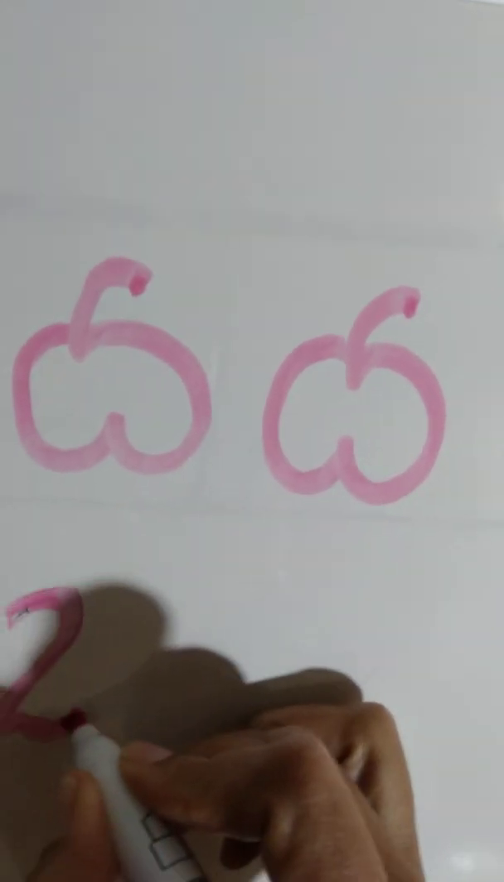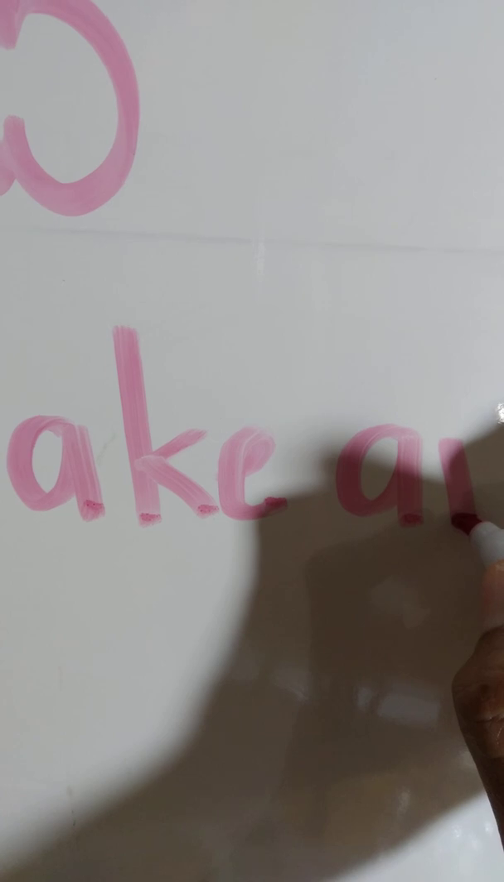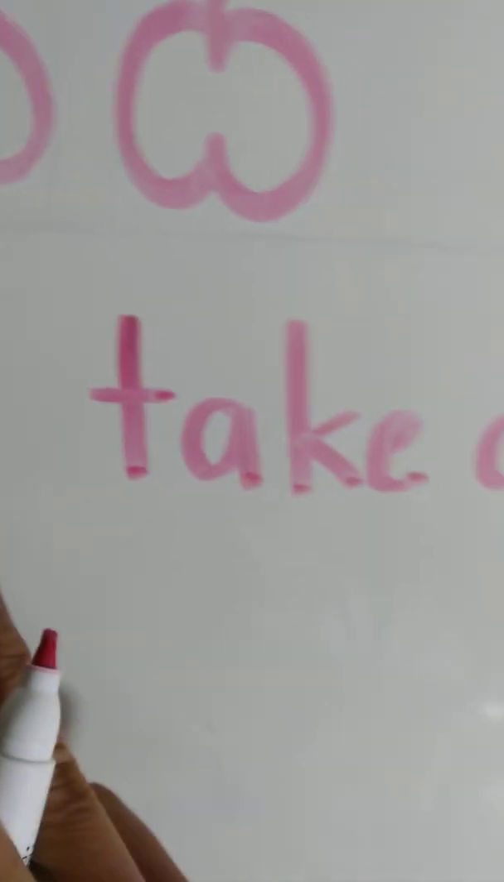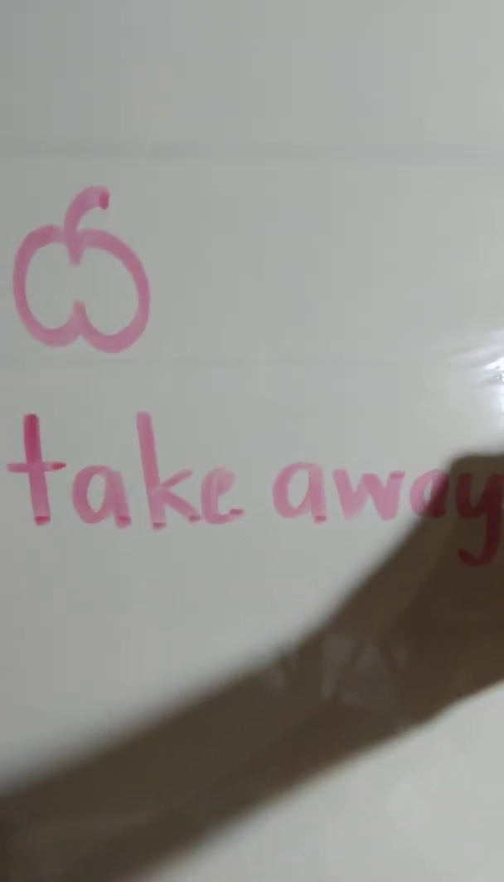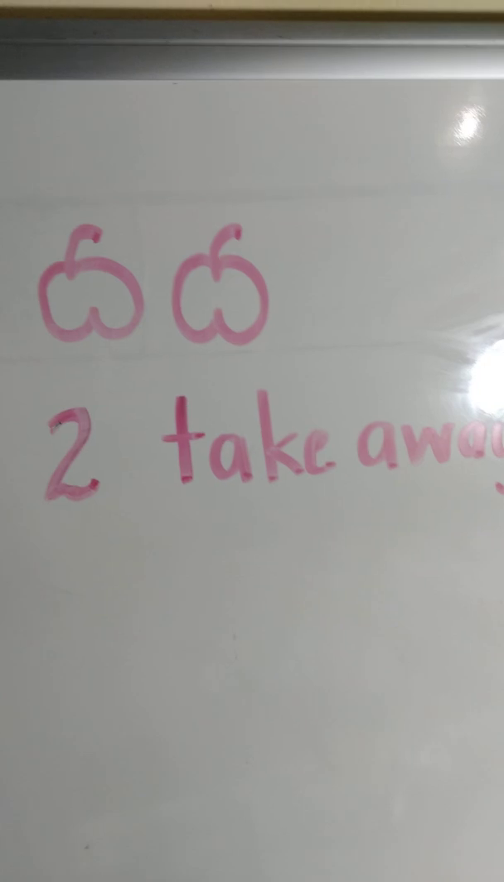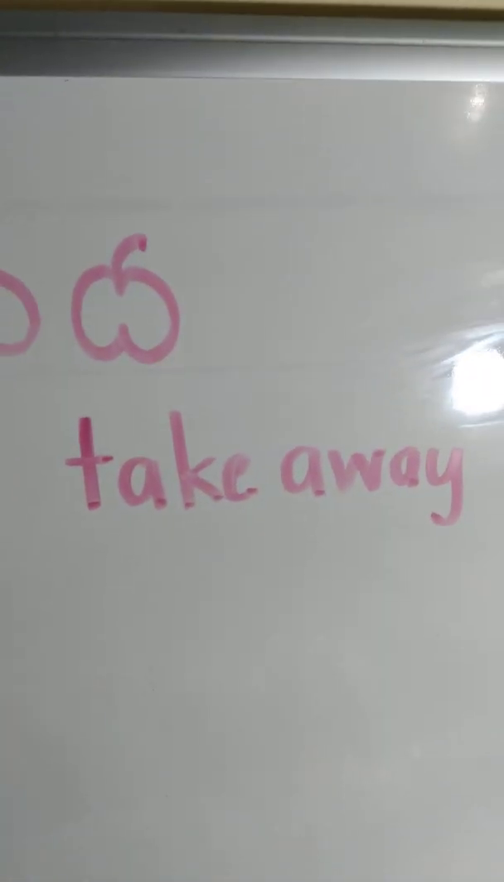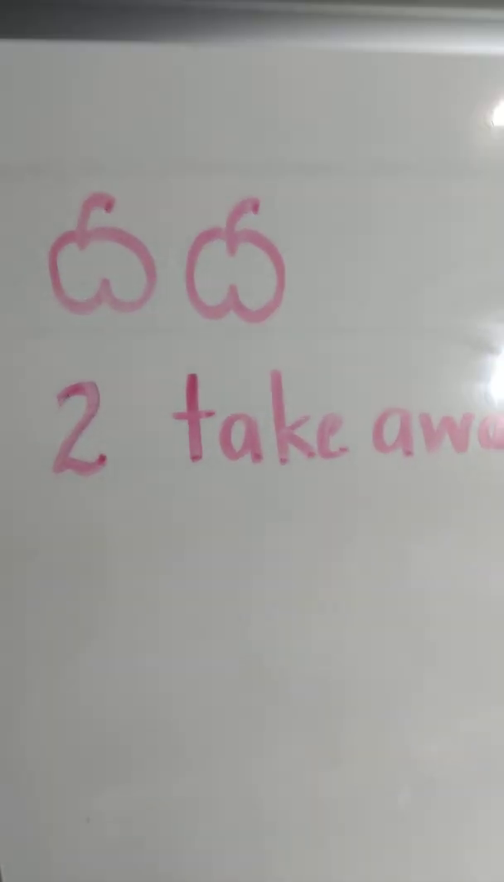So I've written 2, and normally I'll write 2 take away. I'll write the whole word. Two take away. And if I want to take away 1, let us say it's 2 take away 1, right? So I have 2 apples drawn and I'm going to take away 1. Now, instead of writing this word take away, there is a sign that you can use.